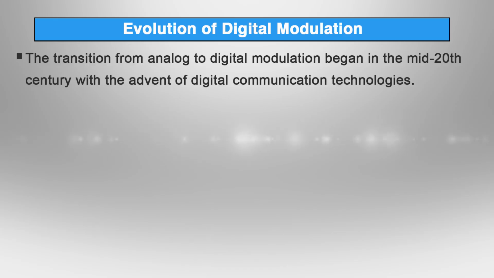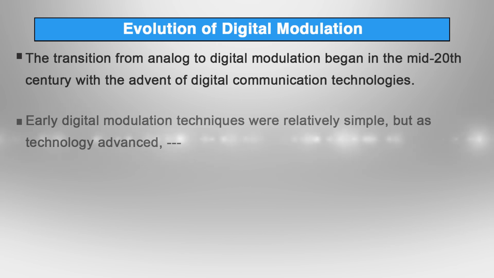Evolution of digital modulation. The transition from analog to digital modulation began in the mid 20th century with the advent of digital communication technologies. This shift was driven by the need for more efficient, reliable and scalable communication systems. Early digital modulation techniques were relatively simple, but as technology advanced, more sophisticated techniques were developed to meet the growing demands for higher data rates and improved performance.